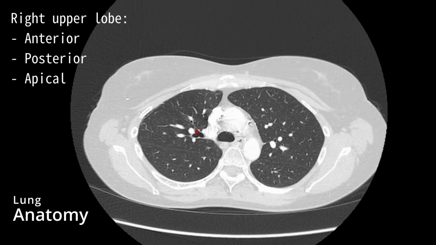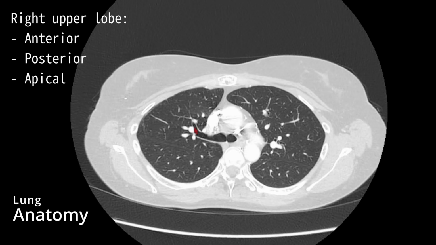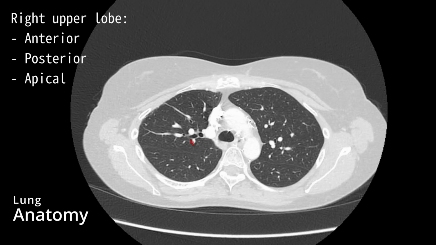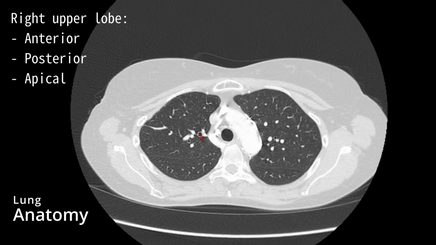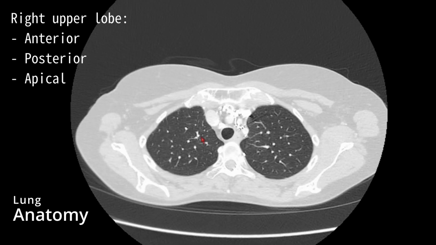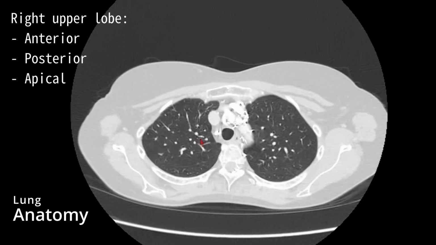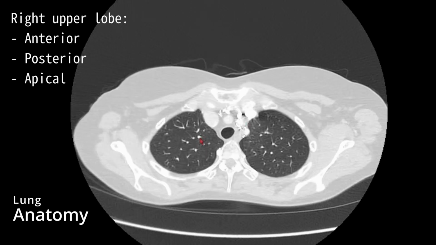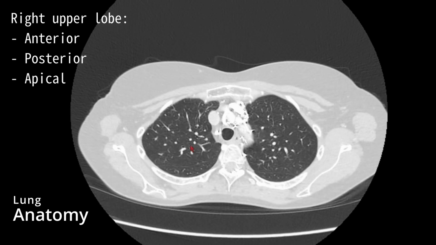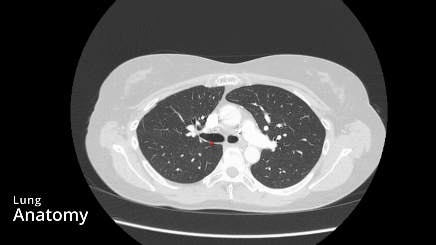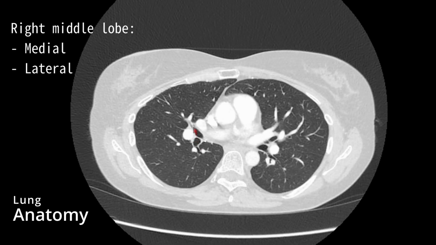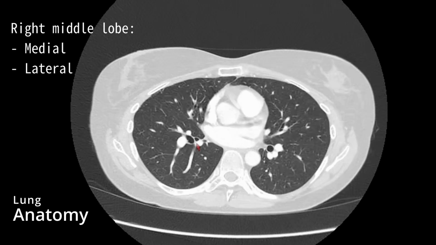So the one that goes anteriorly is called the anterior segmental branch. The one that goes posteriorly is the posterior segmental branch right here, and this one goes superiorly. It's called the apical segmental branch. Our right upper lobe is divided into apical, anterior, and posterior segments. Moving down, bronchus intermedius gives rise to the right middle lobe bronchus and right lower lobe bronchus.